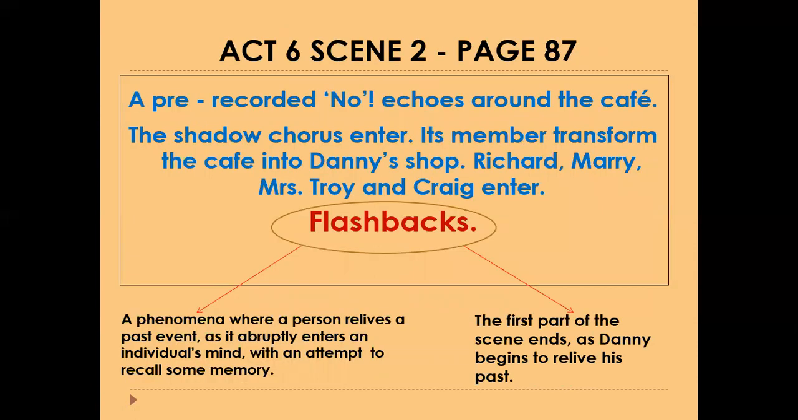This shock affects Danny very badly, and this is how his emotions are described to us in the scene. The stage direction says, a pre-recorded "No" echoes around the cafe. The shadow chorus enters. Its members transform the cafe into Danny's shop. Richard, Mary, Mrs. Troy, and Craig enter. Flashbacks. The scene takes a pause as Ben dies in Danny's arm and the three of them sit motionless on the stage. Now, by definition, we know that flashbacks are an experience when a person relives a moment of their past or a particular memory that is painful or very emotional and intense.